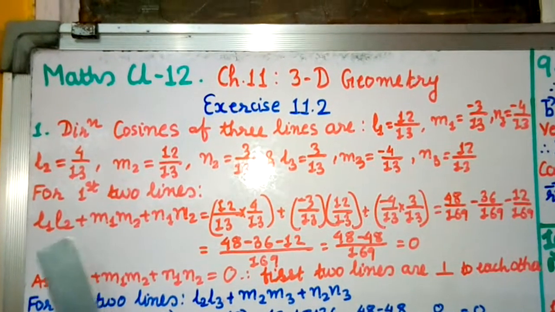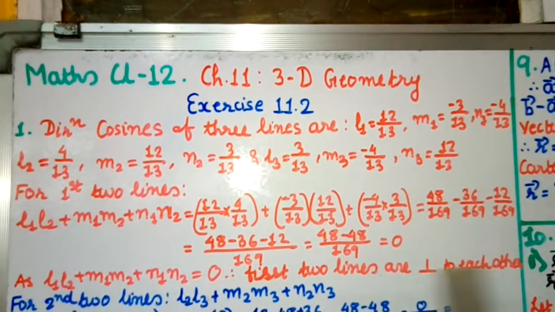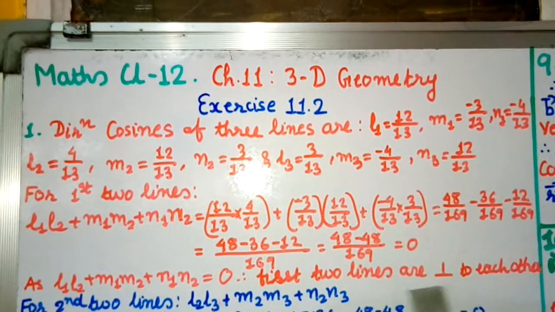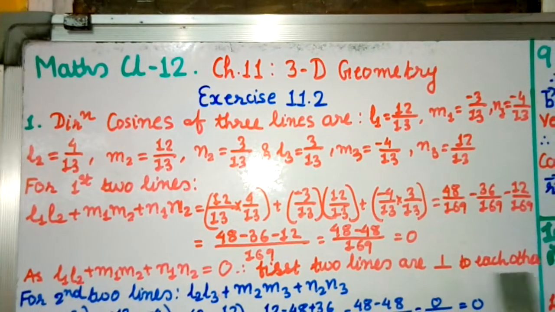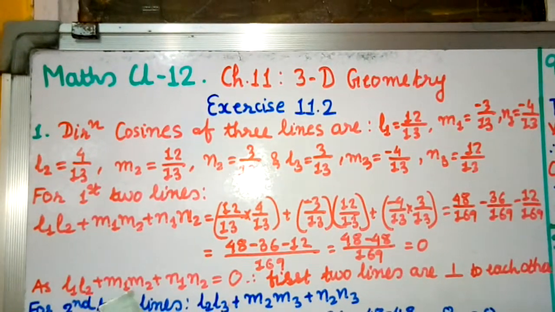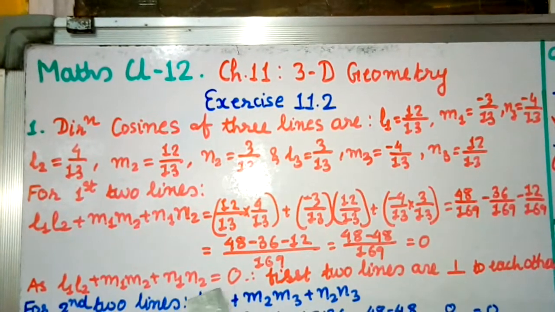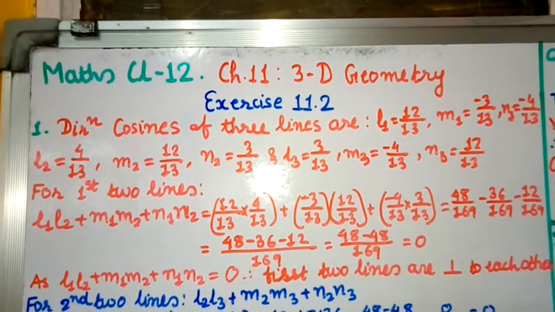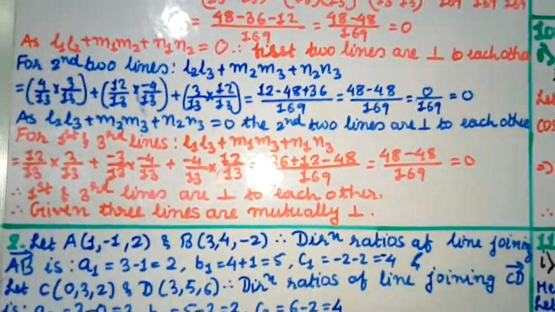That means this value equals 0, we got, right? That means we can say that the first two lines are perpendicular to each other. Why? Because L1L2 plus M1M2 plus N1N2 equals 0. If this value is 0, that means the two lines are perpendicular. Similarly, we'll check for the second two lines.